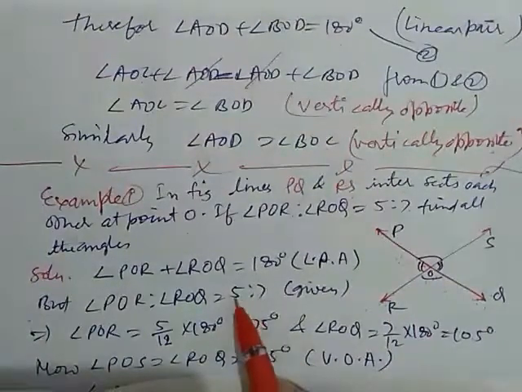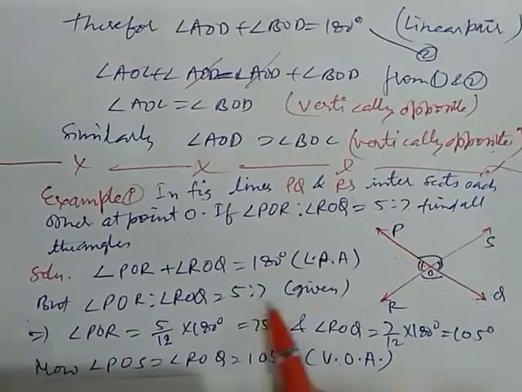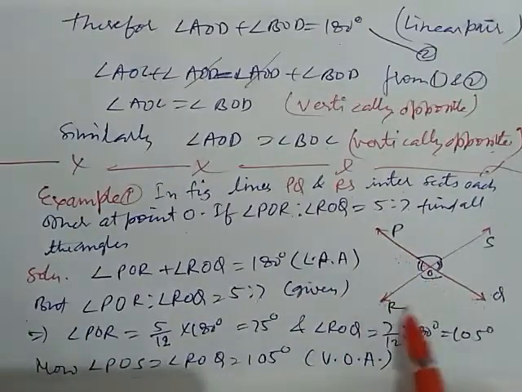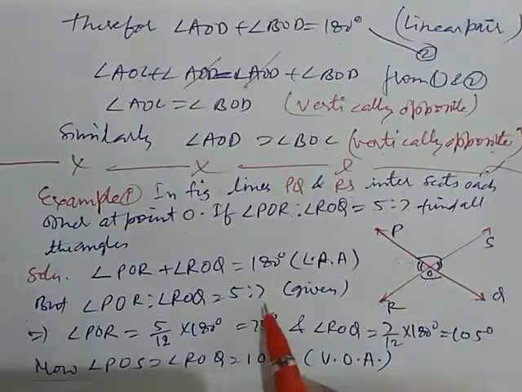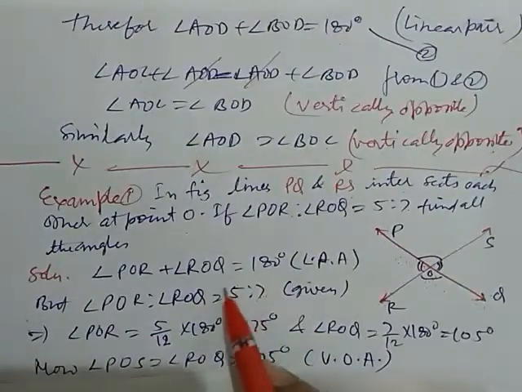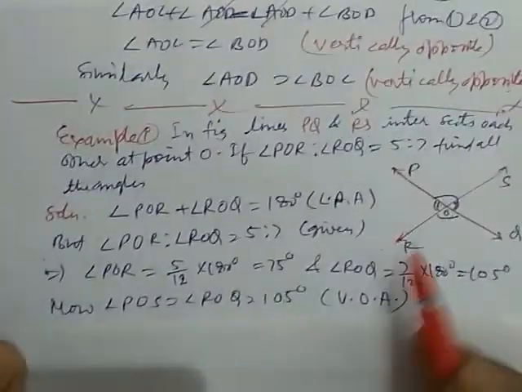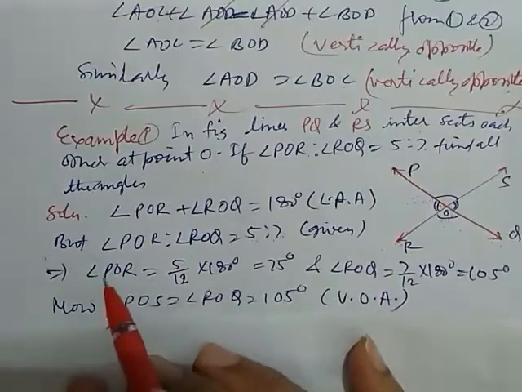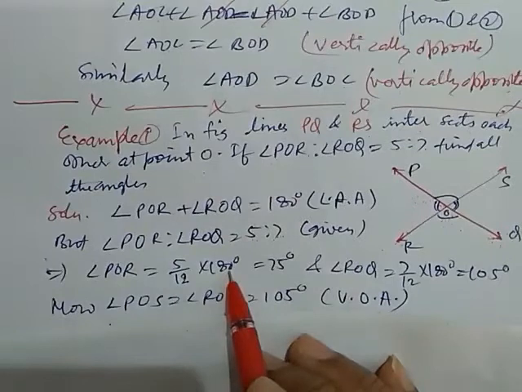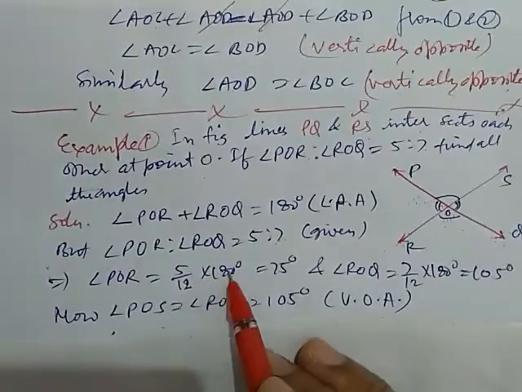Again, angle POR and angle ROQ have the ratio 5:7. We add these ratios, 5 plus 7 is 12. When we want to calculate the values of angle POR and ROQ, the sum of the ratio is 12 and the value of angle POR is 5, so 5 by 12 is the factor we multiply. So angle POR equals 5 by 12 into 180, because we have to divide this 180 between both angles. So 5 by 12 into 180 equals 75.